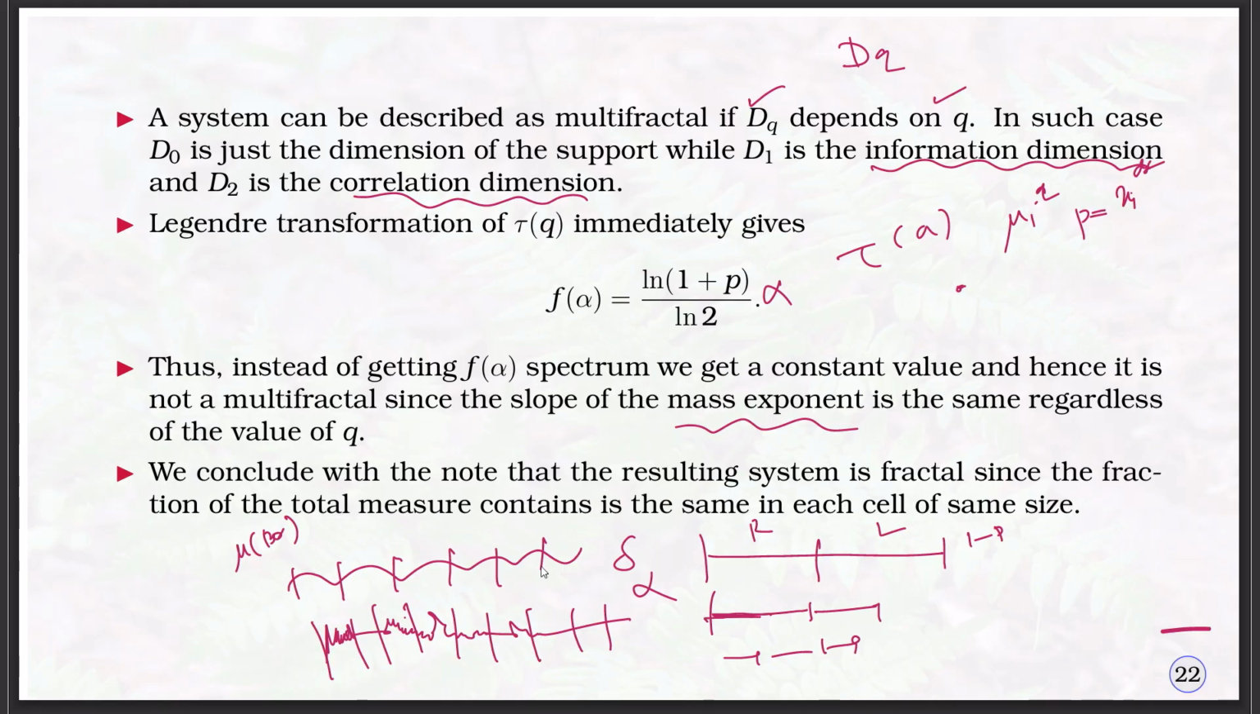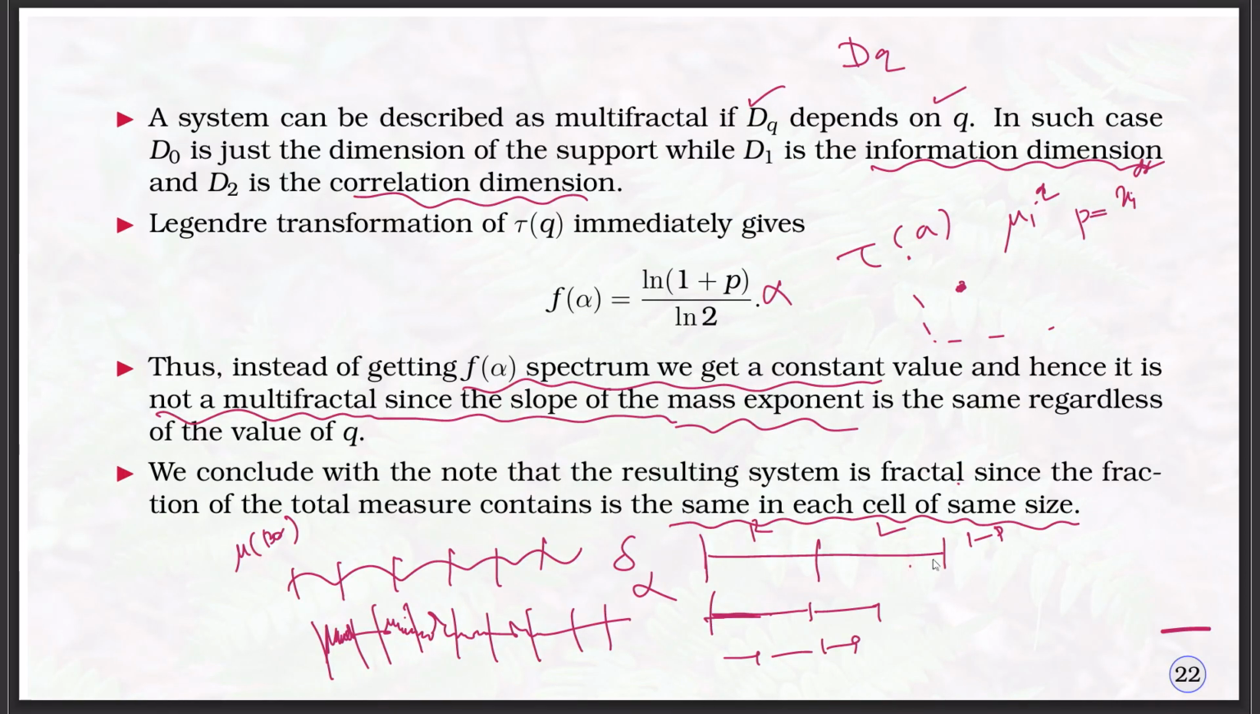But here in the uniform case, we are not getting different alpha. The mass exponent is the same regardless of the value of q. If you raise any q, we get the same. So, though it is a random fractal, the f of alpha spectrum we get is a constant value, and hence it is not a multifractal, since the slope of the mass exponent is the same as the value of q. It is not multifractal because we are getting the spectrum as a single dot. So, we conclude with the note that the resulting system is fractal, since the fraction of the total measure is the same in each of the cells of the same size. In that case, the fractal dimension is enough to classify how dense the object is in the embedded space.